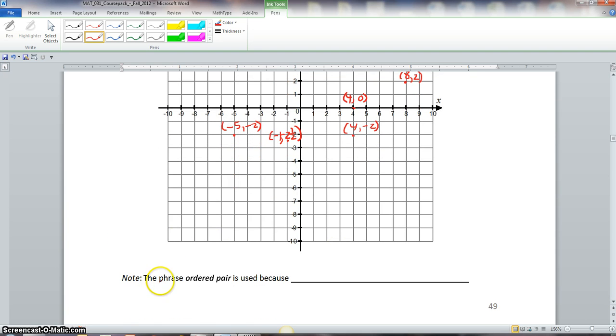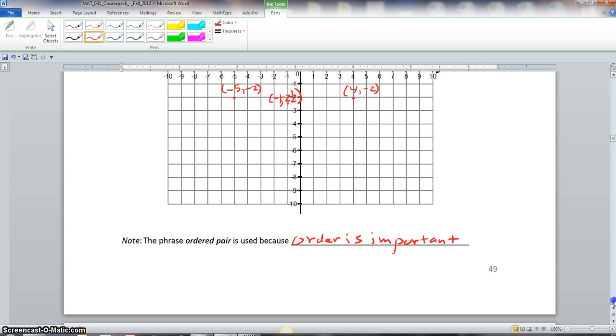It says, note, the phrase ordered pair is used because order is important. And the reason why order is important is because we must follow the x value first, then the y value. So that is what makes order important. If we did the y value first, we would have a problem on our hand. So we need to do our ordered pair because order is important.